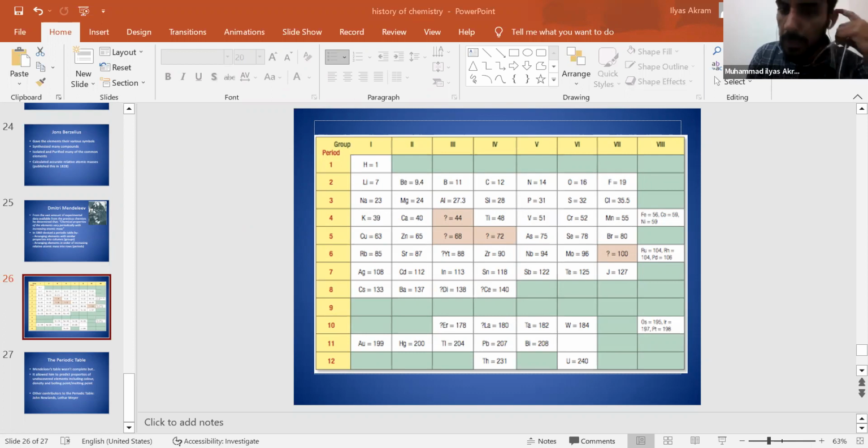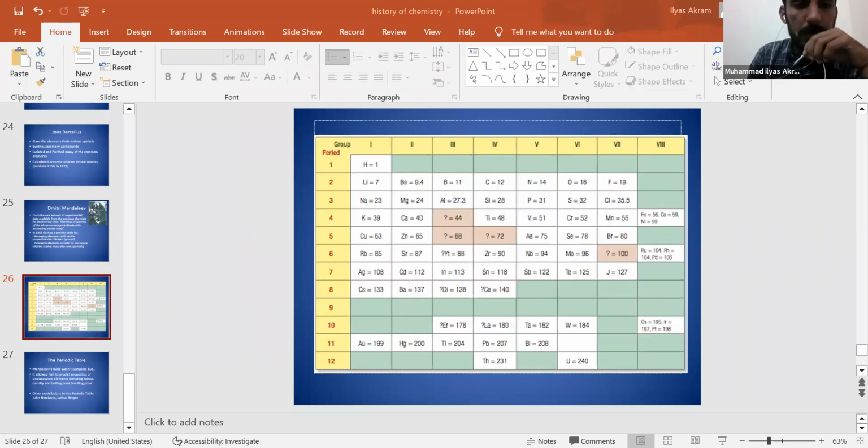Then Rutherford came and he proposed a test of Thomson's plum pudding theory, and he conducted an experiment and found the structure of the atom. He proposed that most of the volume of the atom is empty space, and some area has a dense particle, and that is called the proton.